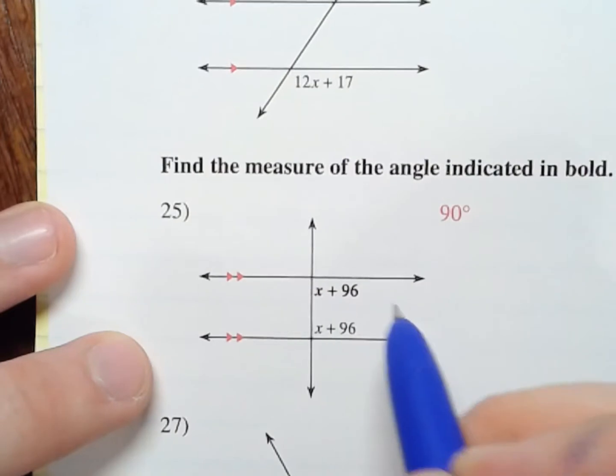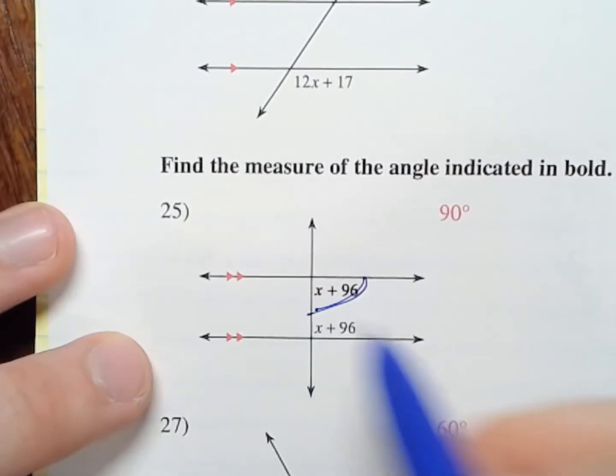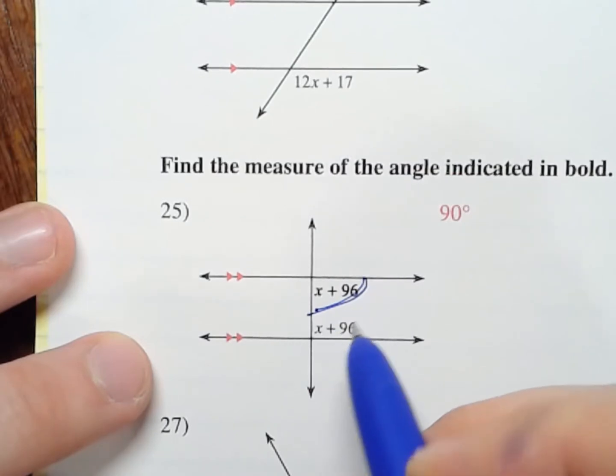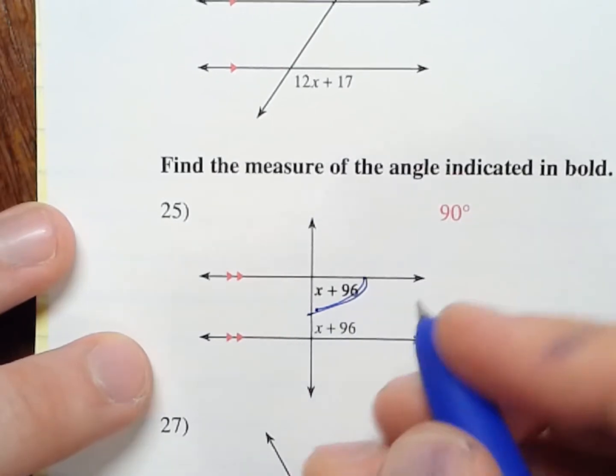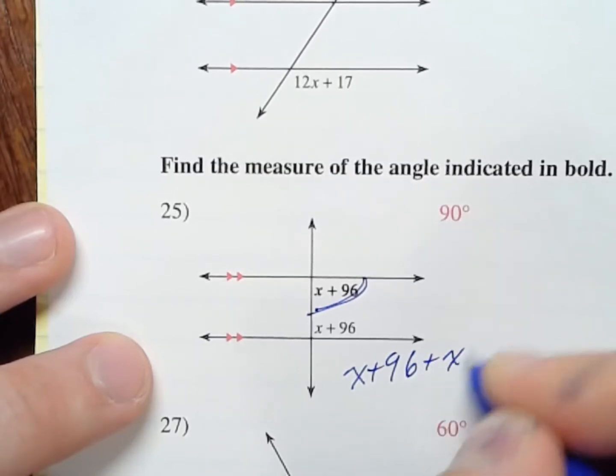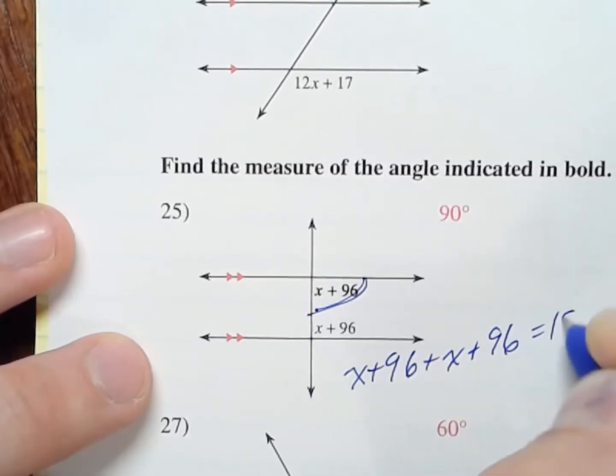So find the measure of the angle indicated in bold. So this is the measure of the angle. This is the angle indicated in bold. See how it's bolder than this other one? But these have to be supplementary. So x plus 96 plus x plus 96 is 180.